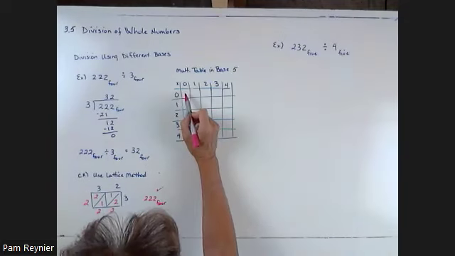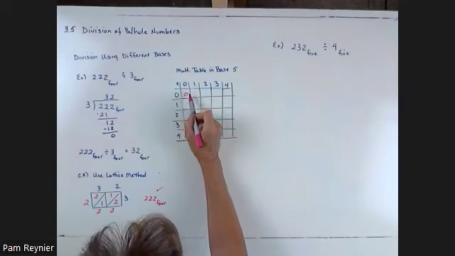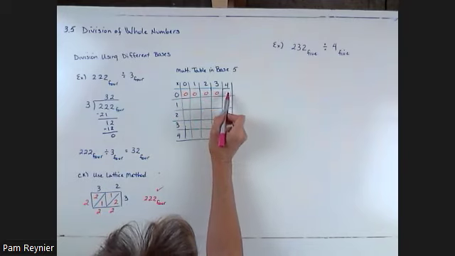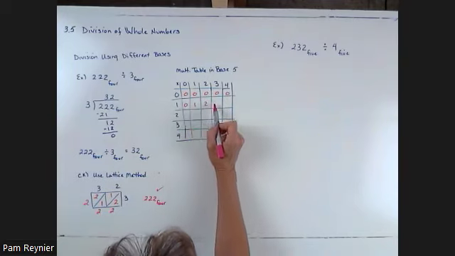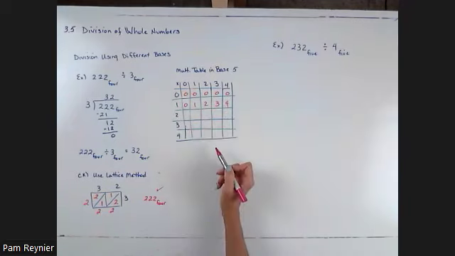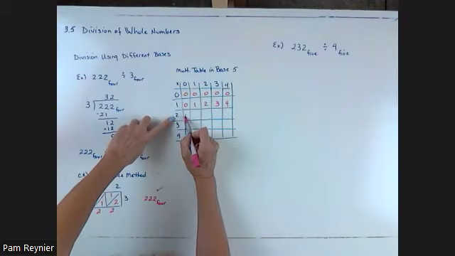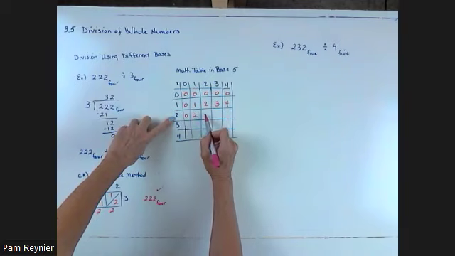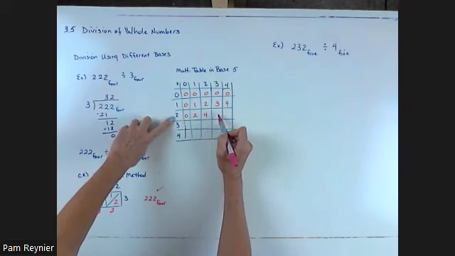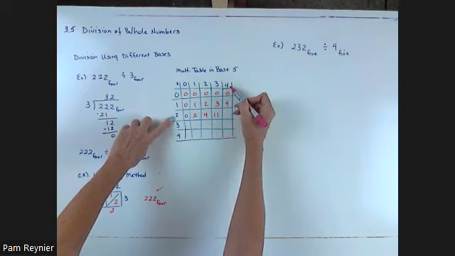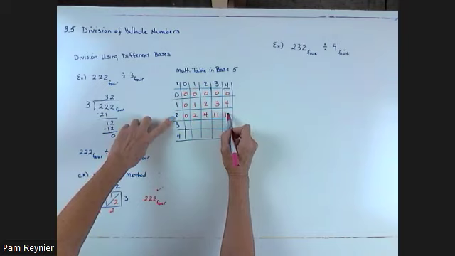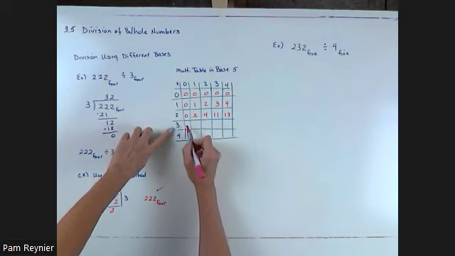So our first row, 0 times anything is 0. 1 times anything is itself. We haven't gotten up to 5 yet. 2 times 0, 2 times 1, 2 times 2. 2 times 3 is 6. 6 is one group of 5 with 1 left over. 2 times 4 is 8. It's one group of 5 with 3 left over.